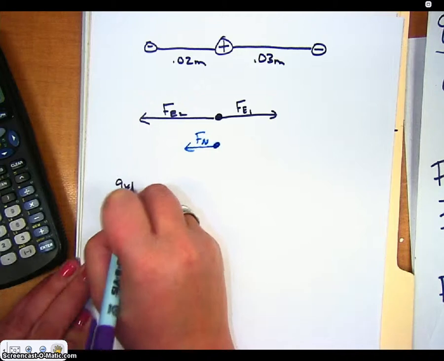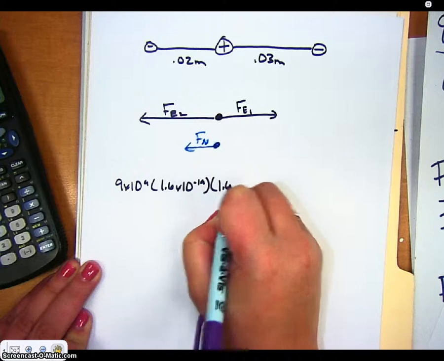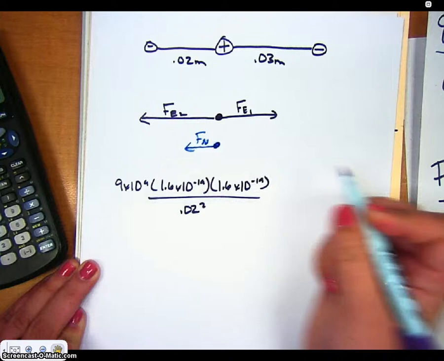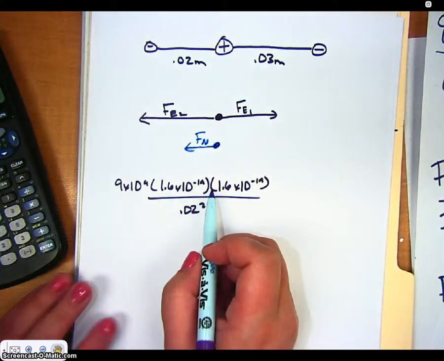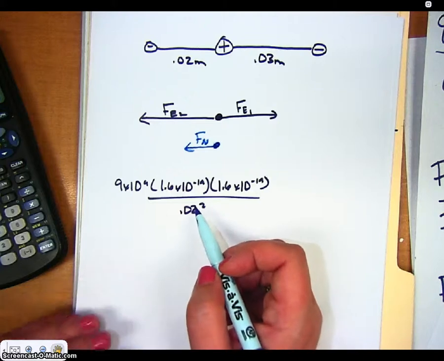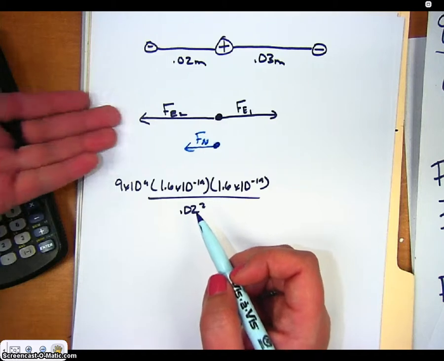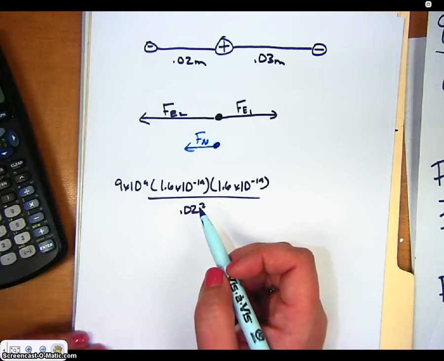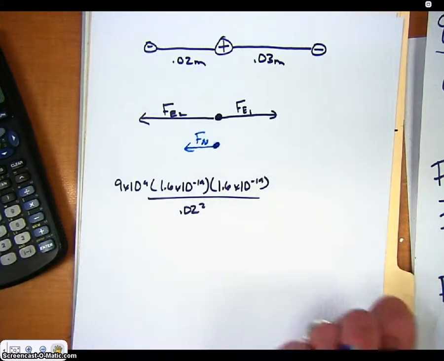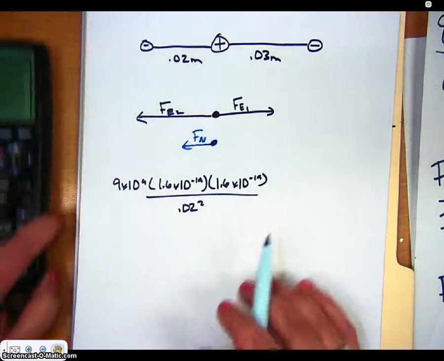So I've got 9 times 10 to the 9th times the charge of a proton times the charge of an electron, all divided by their distance squared. Now notice that I did not make the electron and the proton positive or negative. I just made them both positive. The reason is that pluses and minuses really just indicate direction. But I've already drawn my free body diagram. I already know the direction that it's going to go. So I really just want the magnitude so that I can subtract the two and figure out the net force to the left. So whether or not you make the electron positive or negative isn't really going to affect it. It would just indicate direction.